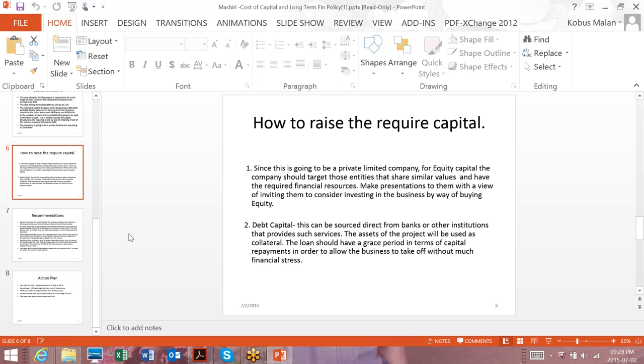Then on the debt capital, this form of capital is going to be sourced direct from the banks or from other institutions that provide such services. And the assets of the project will be used as collateral. Then the loan should have a grace period in terms of capital repayment, in order to allow the business to take off without much financial stress.